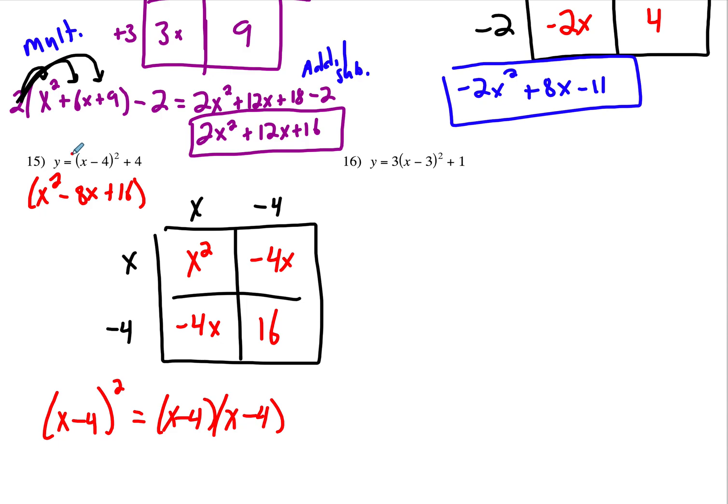Now, since we have a 1 in front of here, this will stay the same. So we actually don't even need parentheses at all. Okay, what we'll do now is we'll just add in the 4, and we'll get, for our final answer, x squared minus 8x plus 20.